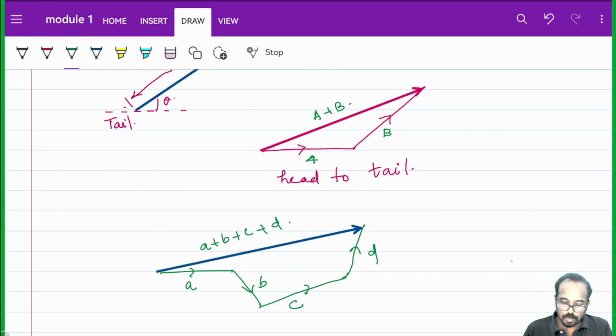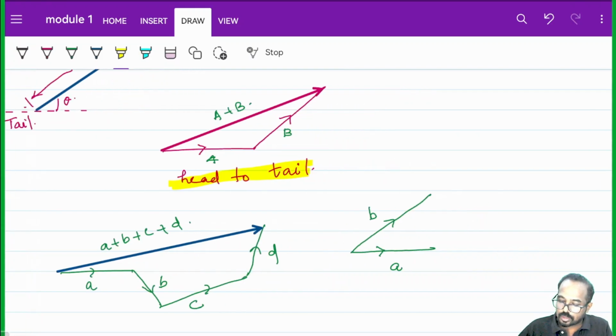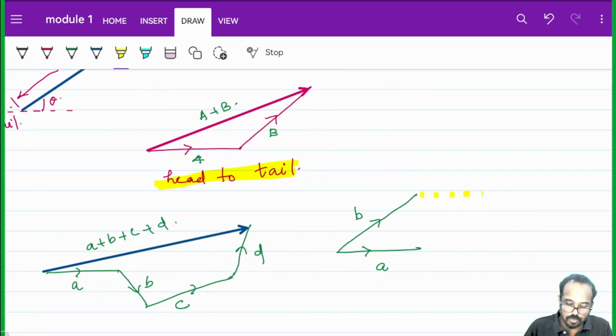You can apply parallel shifting here. For example, some vectors are given like this. This is vector A, this is vector B. So how will you add? Don't draw it like this and close it. It is not correct, because for addition you need to remember this statement: the vectors should be joined head to tail. This is where you make the mistake. What you will do is parallelly shift a vector. This vector you can parallelly shift to this point without changing the angle. That is the key.